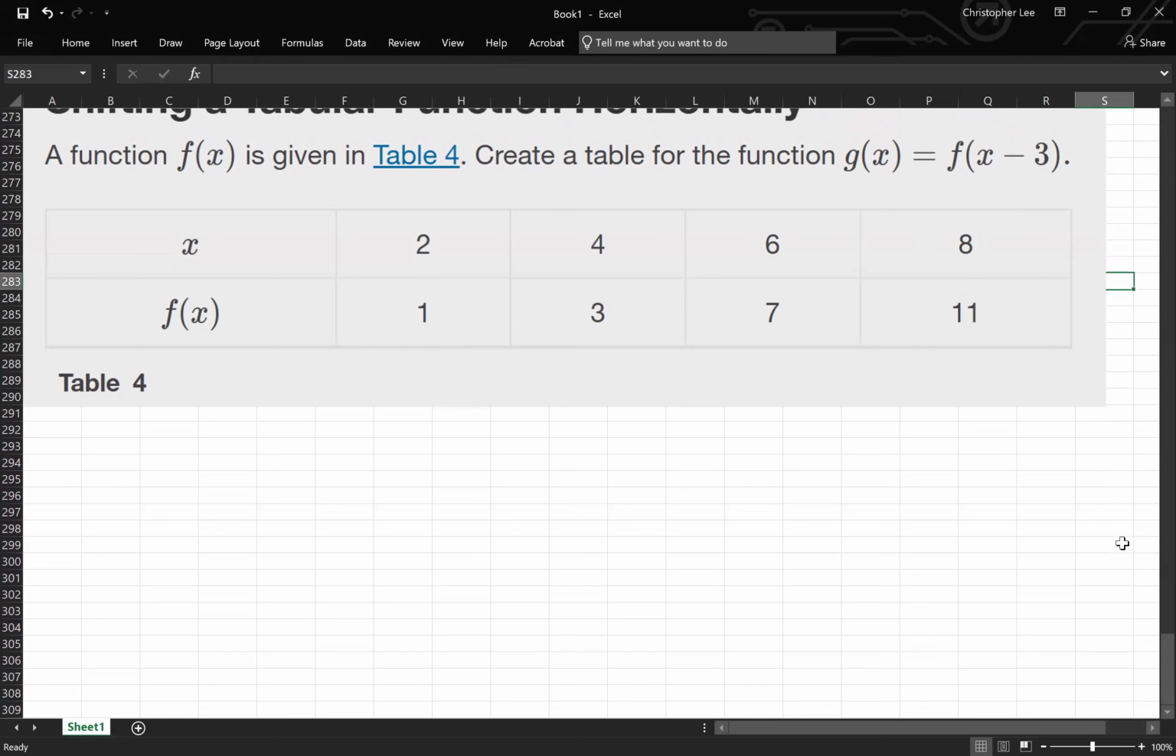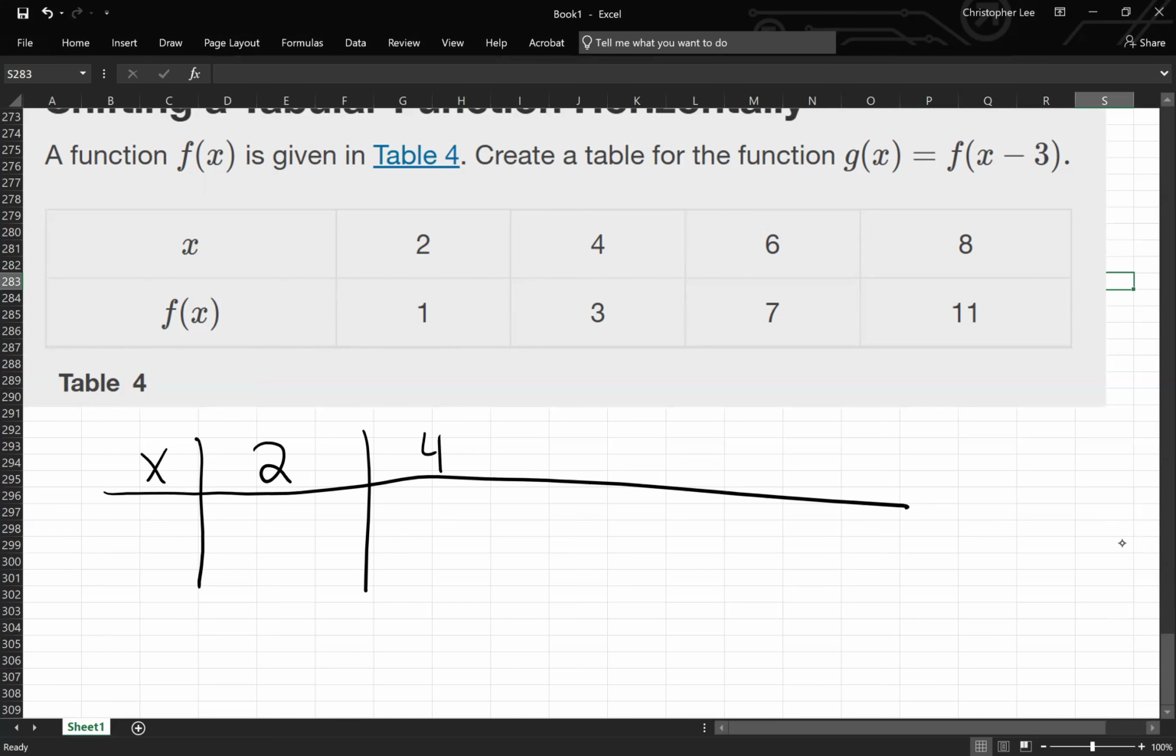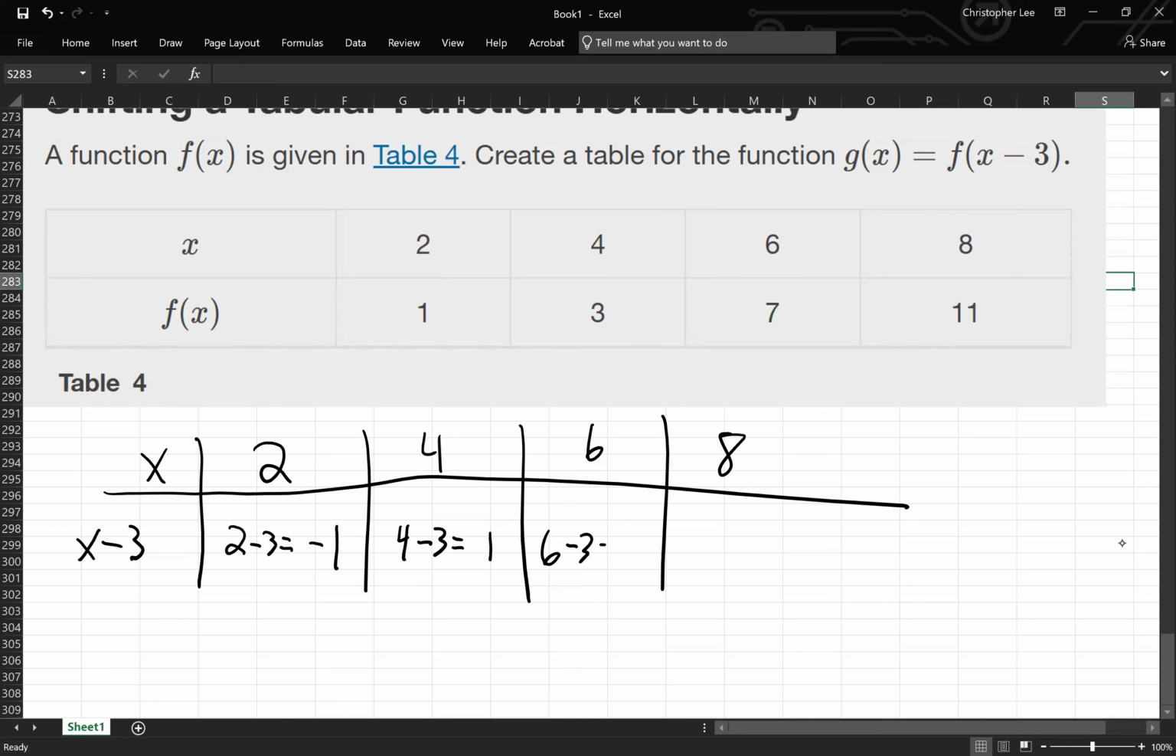So what's changing in this? My input is changing, the x, right? Just to recap, the x's that I have right now are 2, 4, 6, 8. Now I'm going to subtract 3 from them, so this is going to be x minus 3. So 2 minus 3 is -1, 4 minus 3 is 1, 6 minus 3 is 3, and 8 minus 3 is 5.